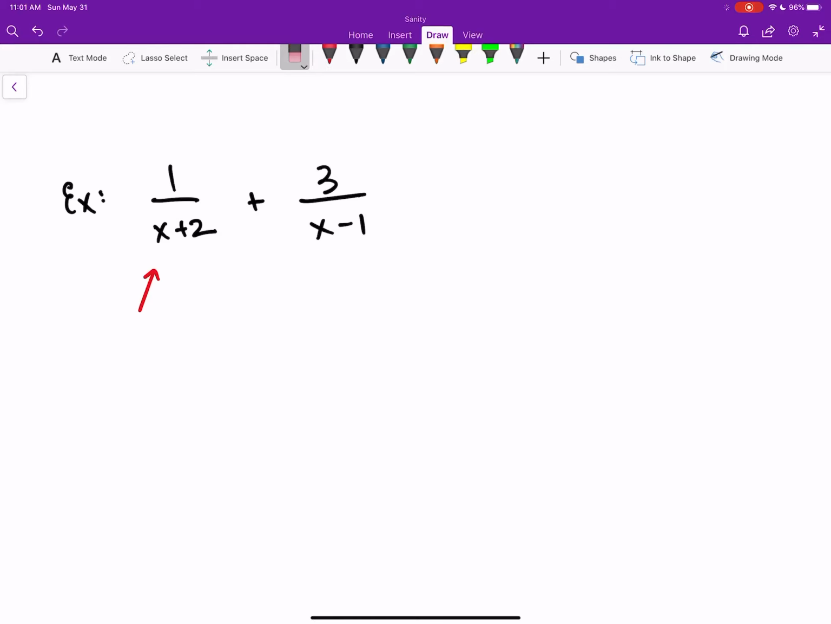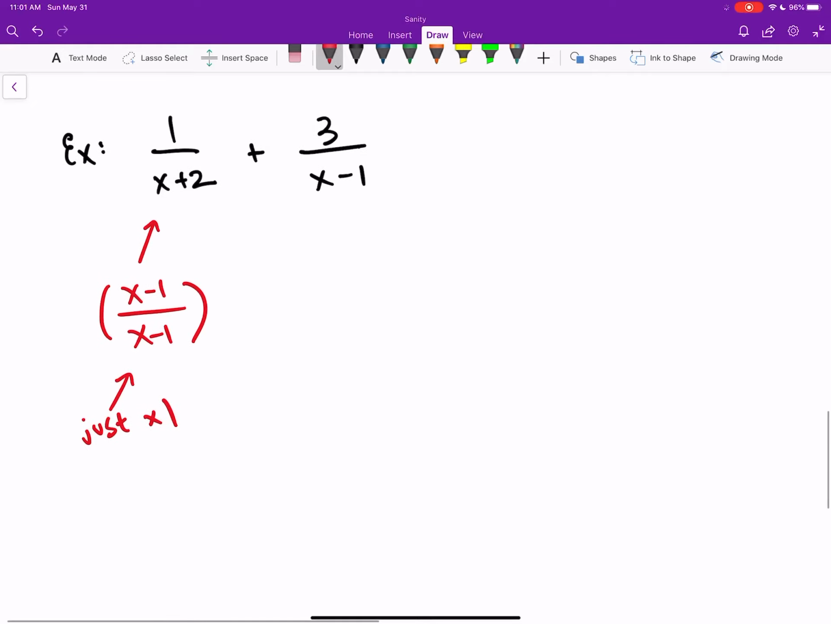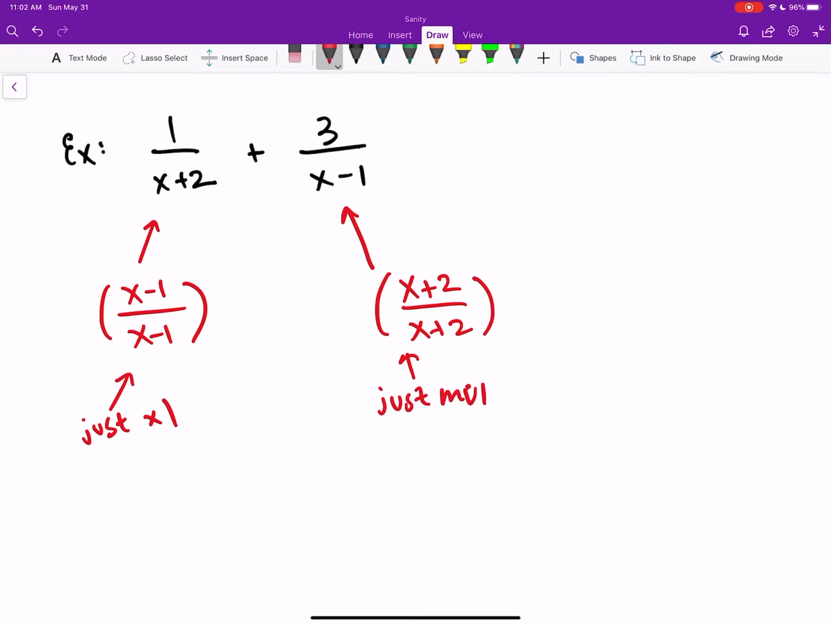So I'm going to multiply this first term by x minus 1 over x minus 1. Again, that fraction is just 1, so I'm just multiplying by 1 and it's not going to change anything. But it is going to change that denominator so that we have a common denominator in both of these terms. What do I have to do to this second fraction to get a common denominator? Well, I need to multiply it by x plus 2 over x plus 2. So I'm going to multiply this second term by x plus 2 over x plus 2. Again, this is just multiplying. I'm just going to write this out.